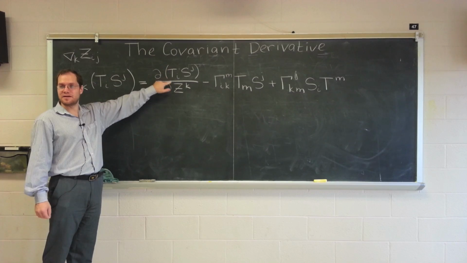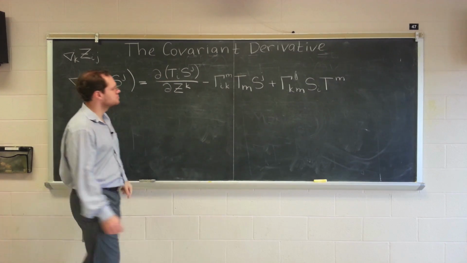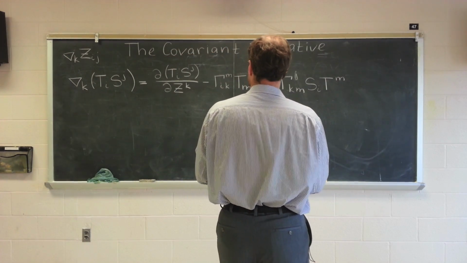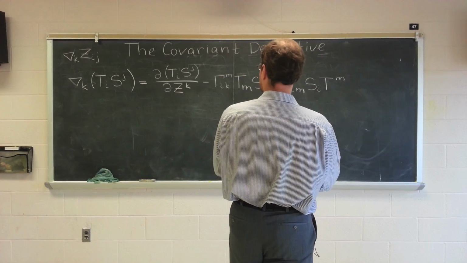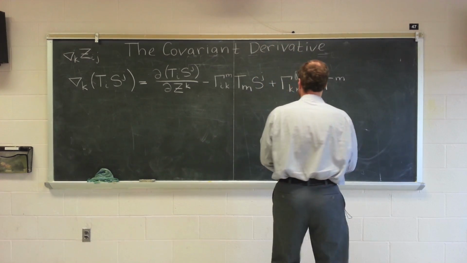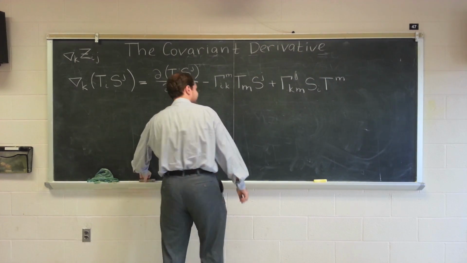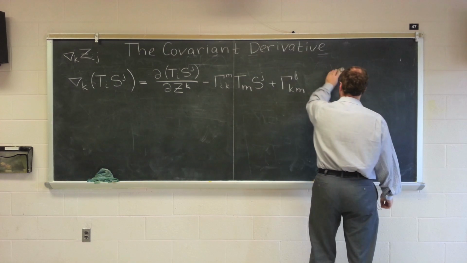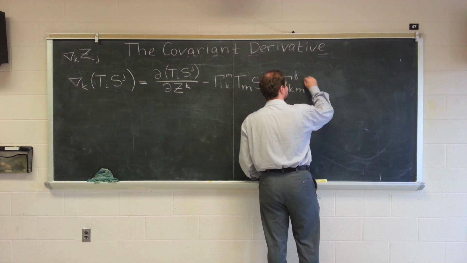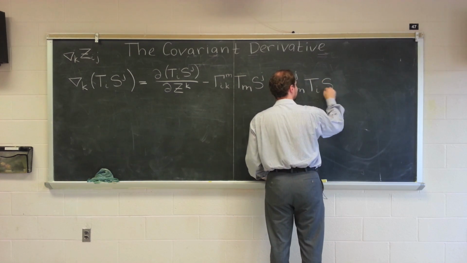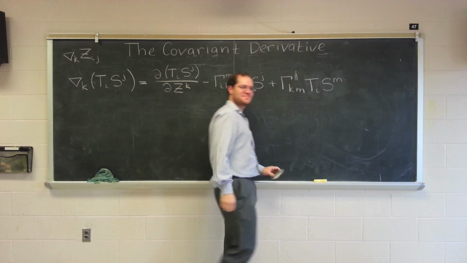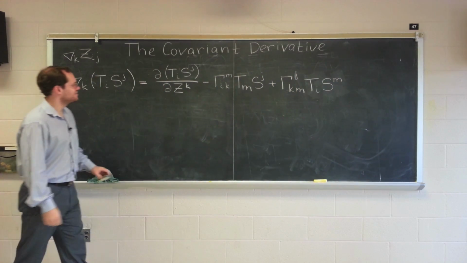Now to this I can apply the product rule. Si, Ti, Sj, Sm. Ti untouched, Sm.